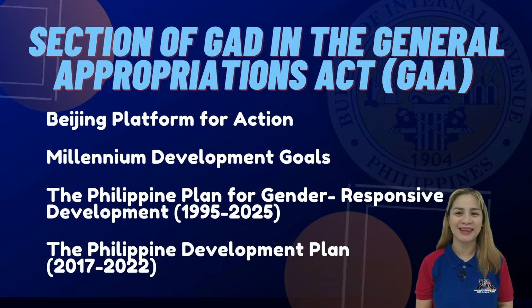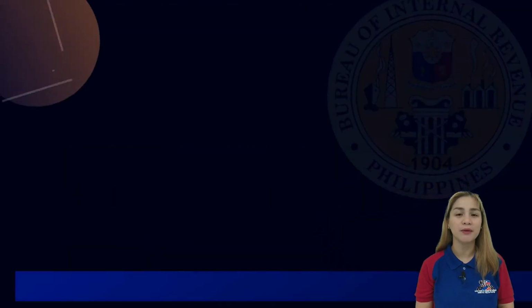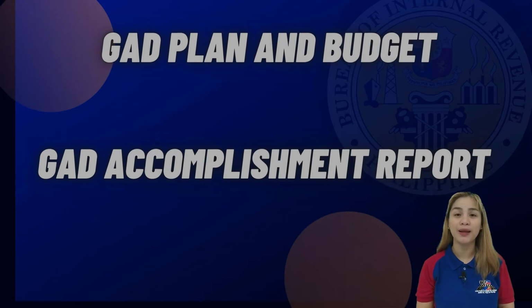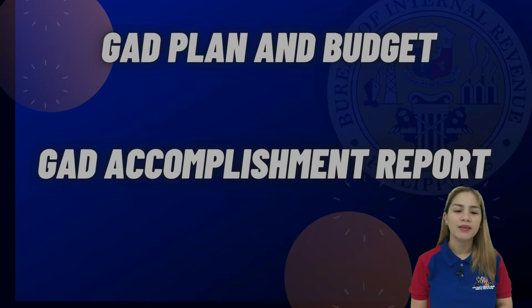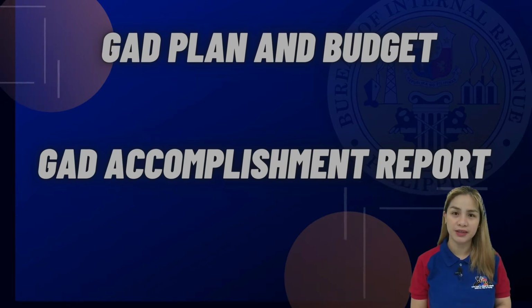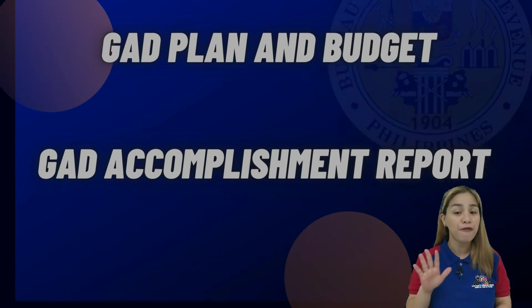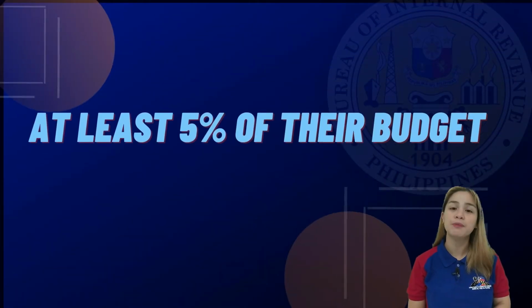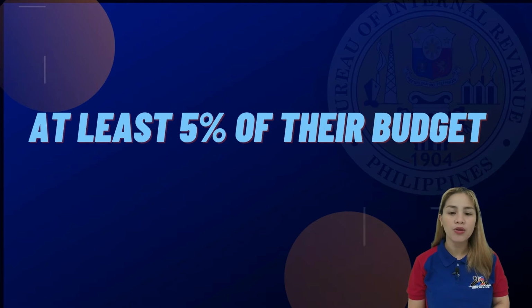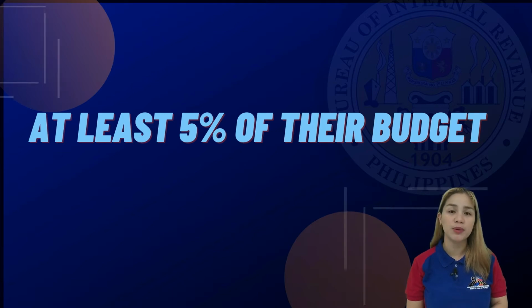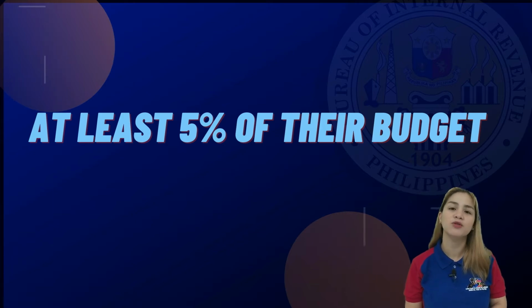The Philippine Development Plan. As a government agency, the BIR submits annually the Gender and Development Plan and Budget and the Accomplishment Report. The GAD plan shall be integrated in the regular activities of the agency, which shall be at least 5% of their budget. For this purpose, activities currently being undertaken by agencies which relate to GAD or those that contribute to poverty alleviation, economic empowerment, especially of marginalized women, protection, promotion, and fulfillment of women's human rights, and practice of gender-responsive governance are considered sufficient compliance with said requirement.